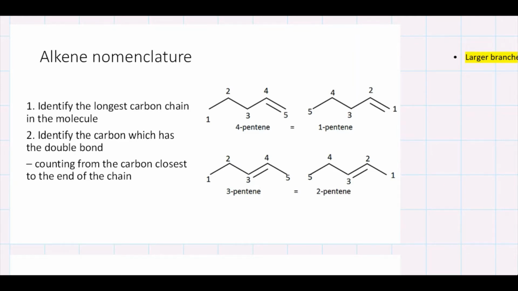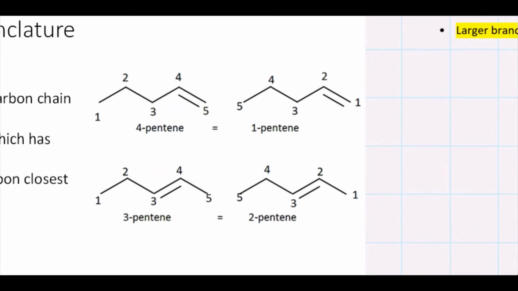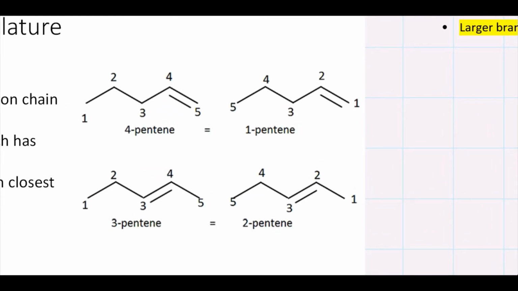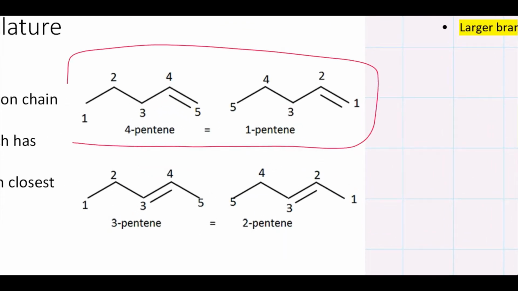So in this example here, we have two of the same molecule. These are the same. They are both a pentene because 1, 2, 3, 4, 5 carbons. This example, this name is incorrect because we've counted from this end of the molecule, 1, 2, 3, 4, 5, where we should have counted from this end of the molecule, 1, 2, 3, 4, 5. We want this number with the carbon double bond to be as low as possible.